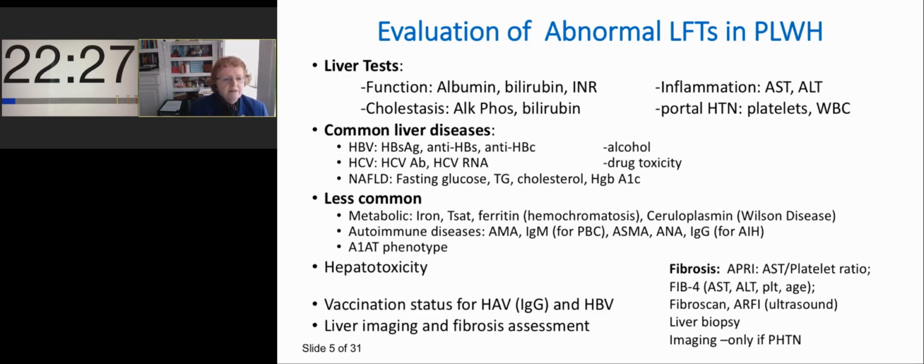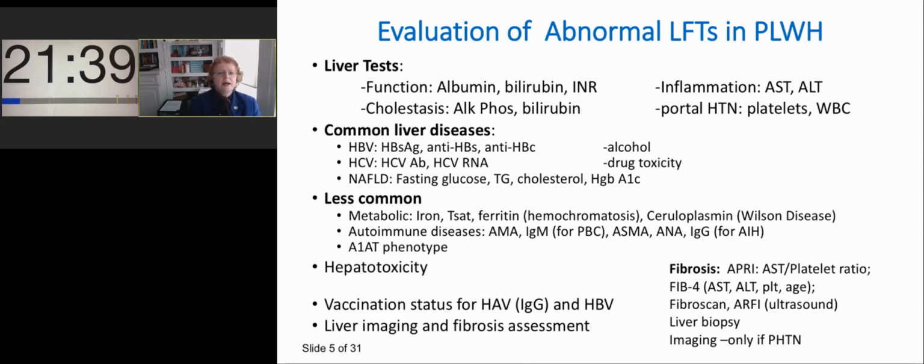And I always recommend liver imaging for the initial assessment of patients with abnormal liver tests, plus fibrosis assessment. The bottom right shows the fibrosis assessment. APRI, AST to platelet ratio, or FIB4, are easily obtained on the internet with calculators. A FibroScan if it's available, or an ultrasound with a fibrosis assessment tool added called the ARFI. Liver biopsies are rarely needed, except if you're looking for the less common causes or to assess non-alcoholic steatohepatitis. And imaging is not good for fibrosis. It only is good if a patient has portal hypertension.